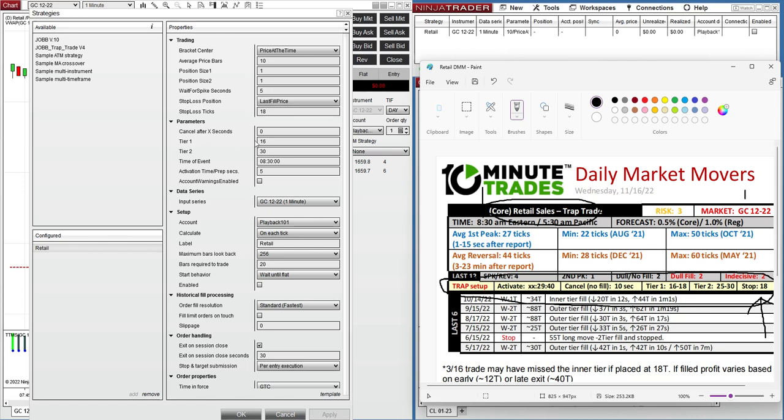Okay. Tier 1 is between 16 and 18. I usually like to use the lower number so I get a fill. And then I like to use the higher number on the second order. So in this case, I'm going to do 16 and 30.